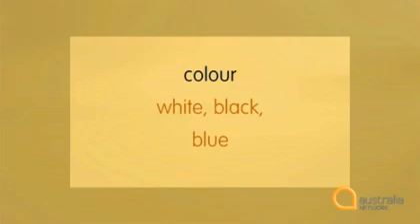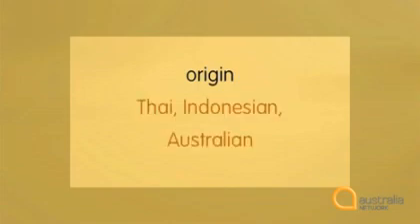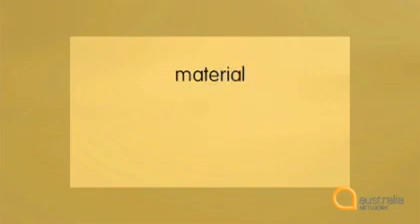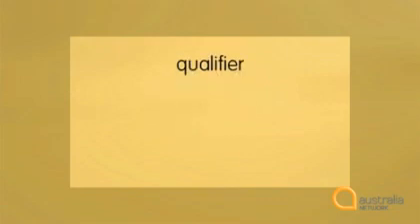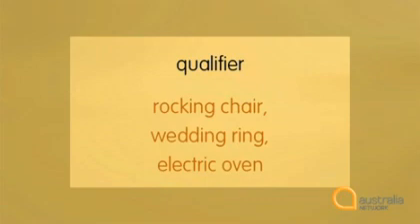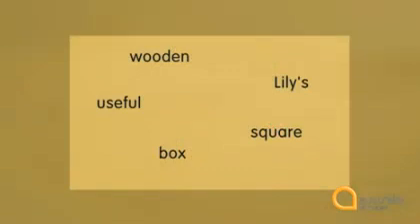A colour, like white, black, or blue. Then we have adjectives that describe origin, where the noun is from. For example, Thai, Indonesian, Australian. Followed by material, what the thing is made of, like copper, plastic, or wooden. Lastly is the qualifier. This is something that's an integral part of the noun. Examples might be a rocking chair, a wedding ring, an electric oven. There are, of course, a few exceptions to these rules, but it's important that you learn them and practice them whenever you can.